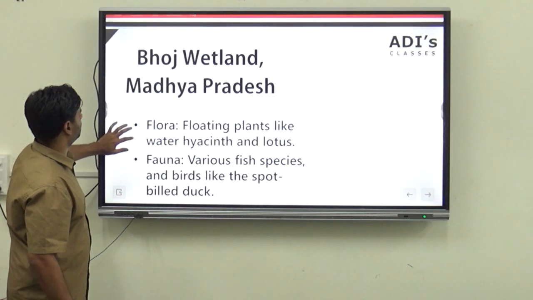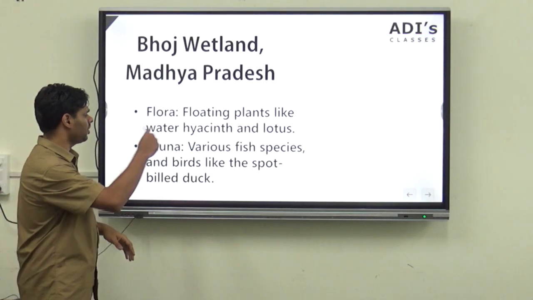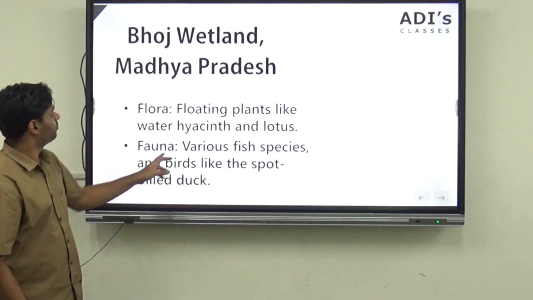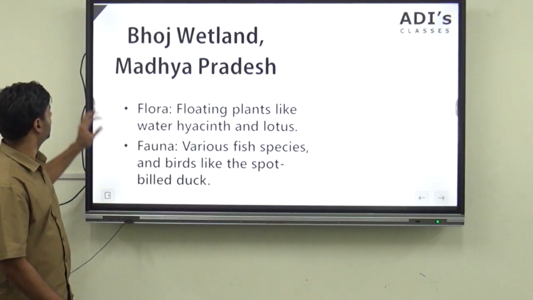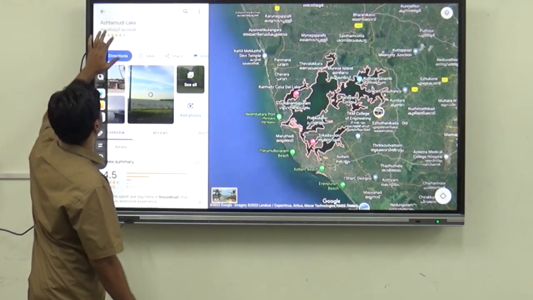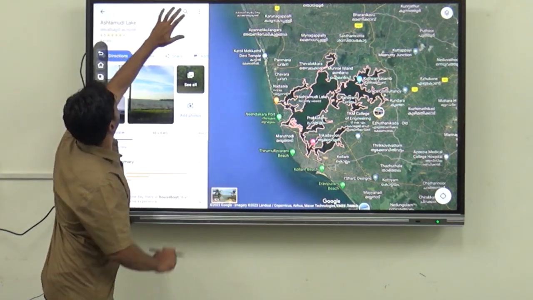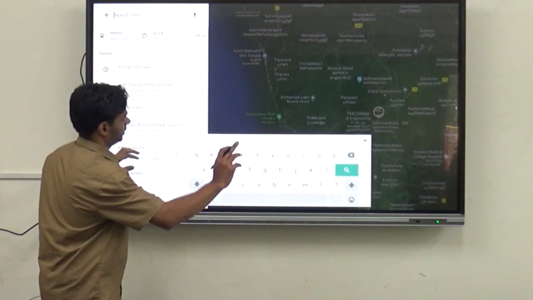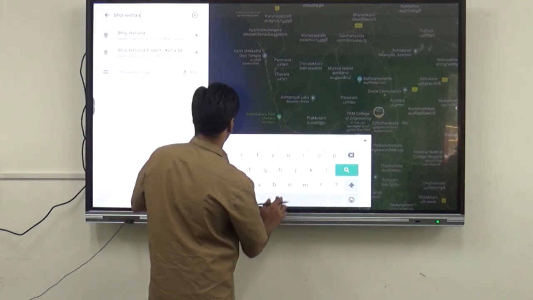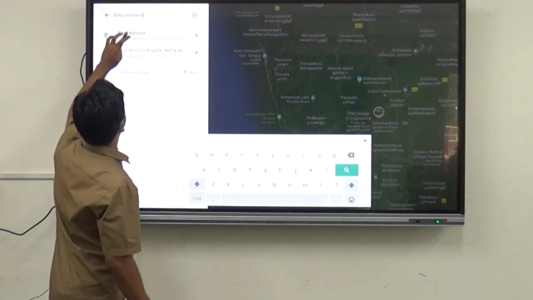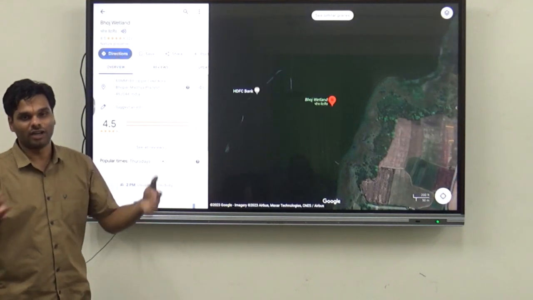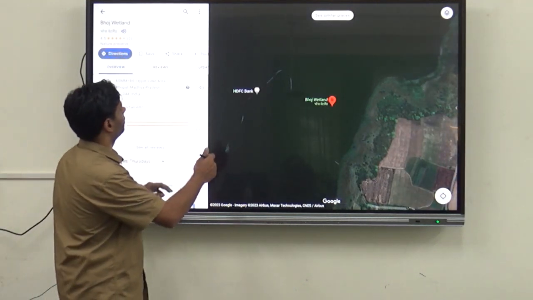Okay, Bhoj wetland in Madhya Pradesh. Again, a lot of floating plants like water hyacinths, lotus and others. And fauna, you have various fish species and birds, the spot-billed duck. So I'll just show you the size of Bhoj wetland also. Again, one of the most favorite tourist spots in Madhya Pradesh. Because in Madhya Pradesh you don't have sea. So for water bodies, either you have to go to a river or you have to go to something like a beautiful wetland.